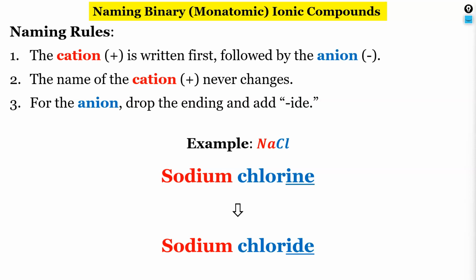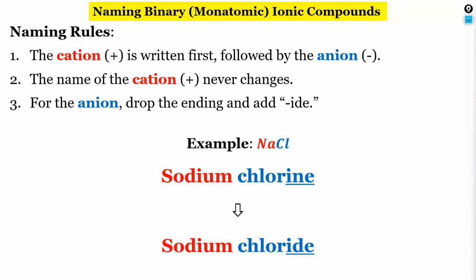Step 2, the name of the cation never changes. So you'll see some examples here in a second, and this will make a little bit more sense. The third step is the most important. For the anion, we drop the ending and add IDE.